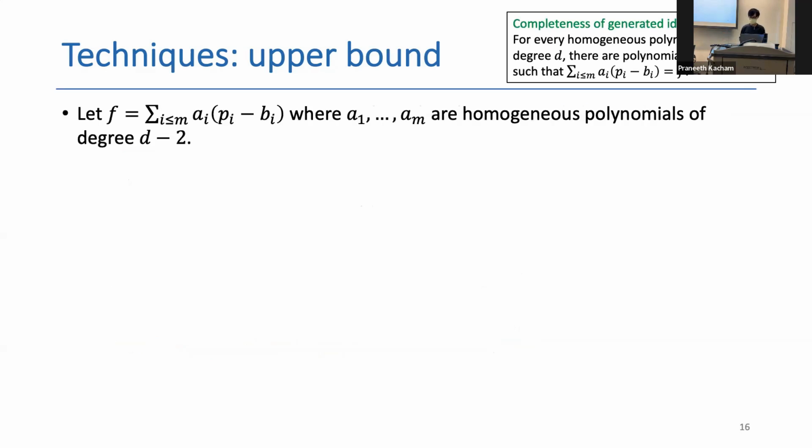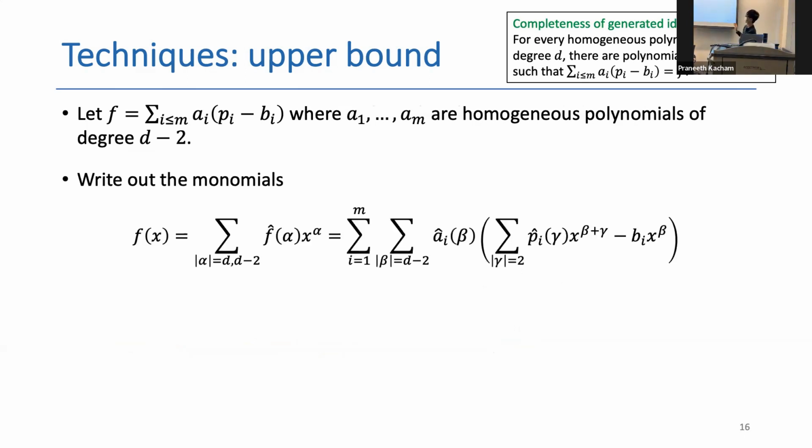Okay. So now all we need to do is prove this fact. Let's suppose there's a polynomial f that equals the summation of Ai times (Pi minus Bi). So we write out every monomial. This looks a bit scary, but it's actually not. It's just writing out the monomials on both sides, where the monomials are indexed by alpha. Alpha is a multi-set.